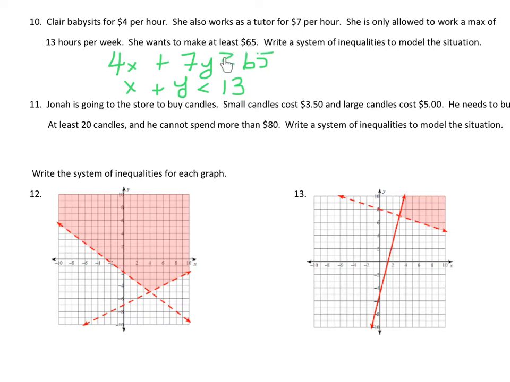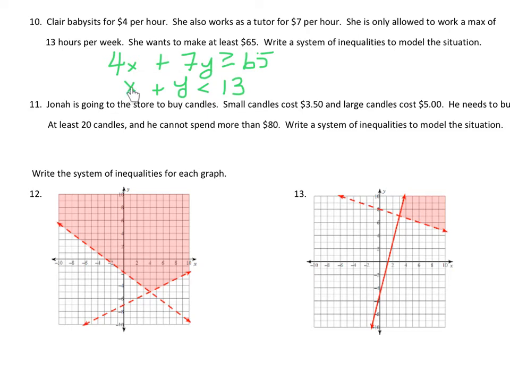So greater than or equal to. Greater than or equal to. So 4x plus 7y is greater than or equal to 65. The other equation we're going to have is the jobs that she's doing and the hours that she works.